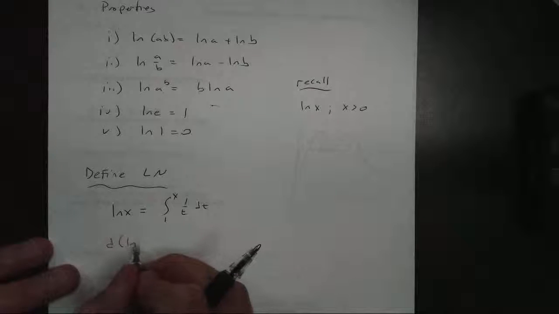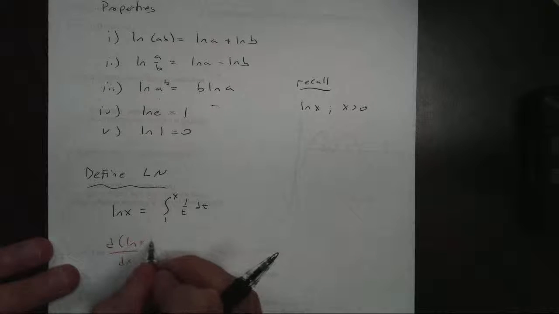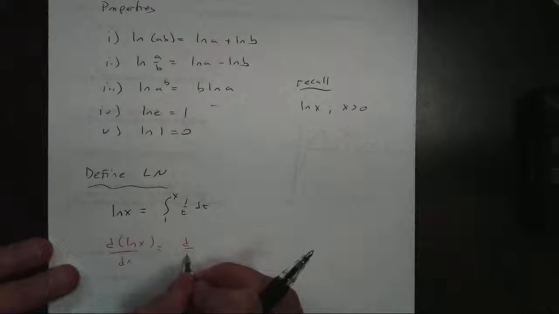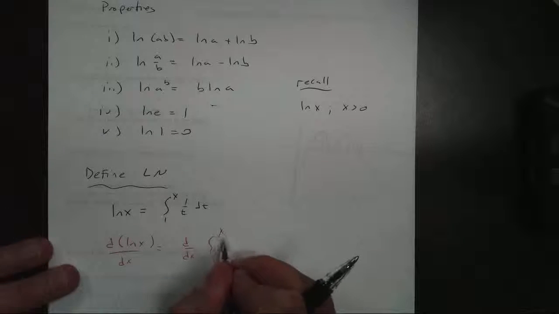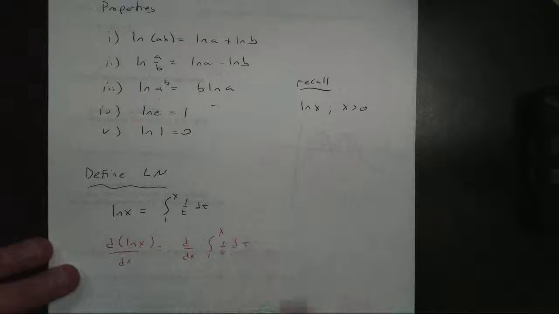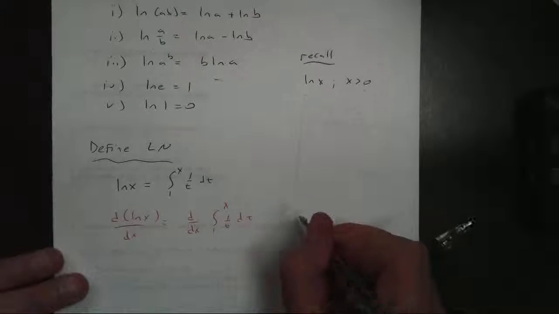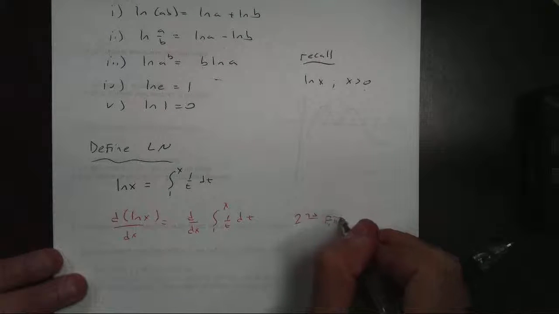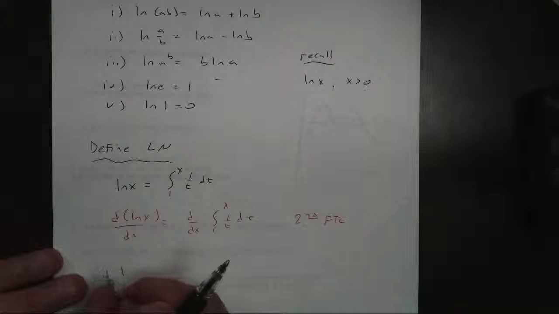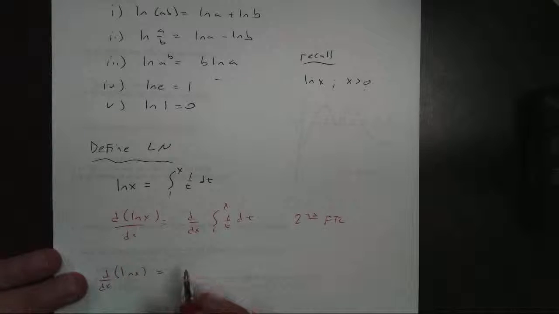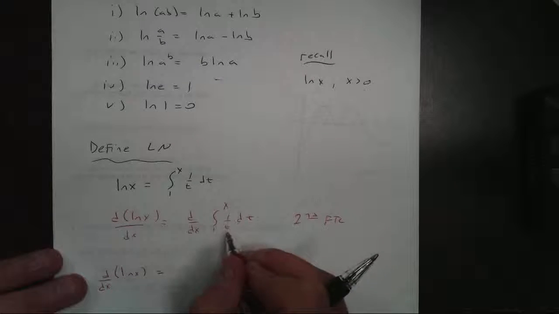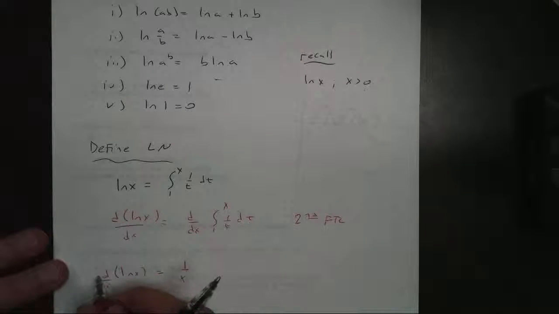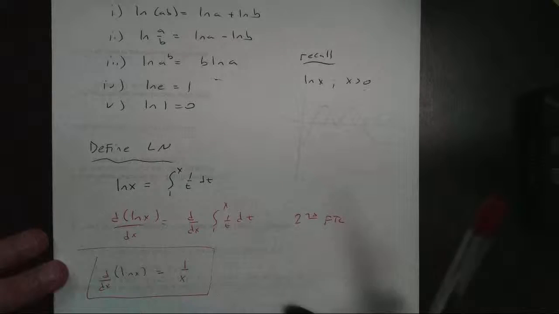If I want to find the derivative of the natural log of x with respect to x, I take the derivative of the other side as well, the integral from 1 to x of 1 over t dt. And we should know how to do this. This is our second FTC. We get the derivative of the natural log of x being, take the derivative here, just replace the t with x, 1 over x. And there's our derivative.